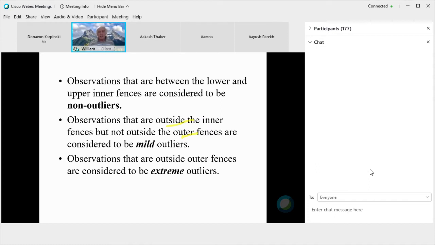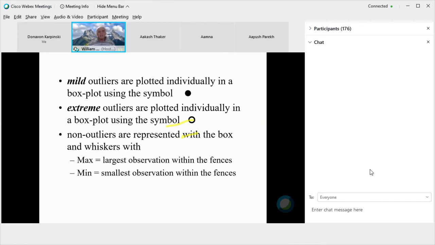Observations that are between the lower and upper inner fence are non-outliers. Observations that are between the inner fence and the outer fence are mild outliers. Observations that are outside the outer fences are extreme outliers. We plot these individually. Mild outliers will plot with a solid dot, extreme outliers with a circle. The non-outliers are then represented by the box and whisker plot. The whiskers extend to the largest and smallest observations within the fences.